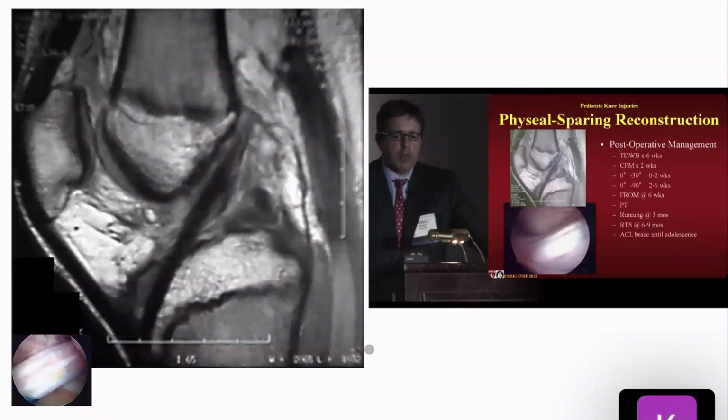And this is what it looks like on the MRI post-op. And then this is Dr. Coker's post-op protocol.